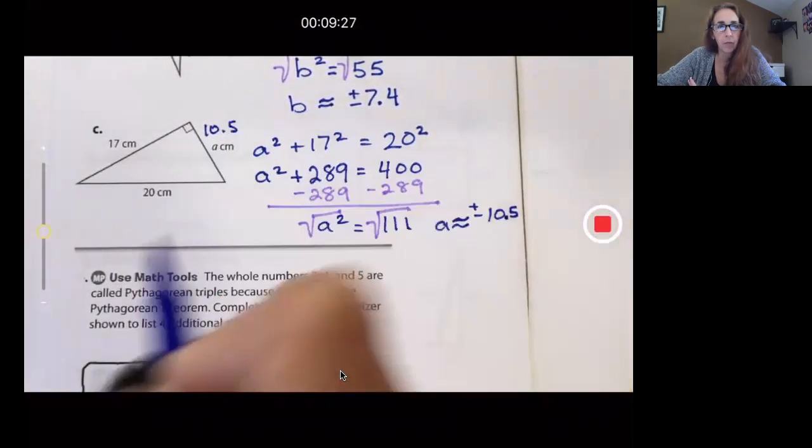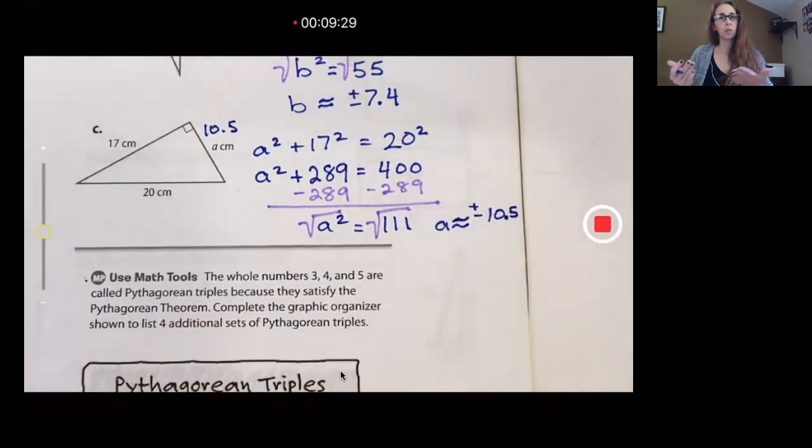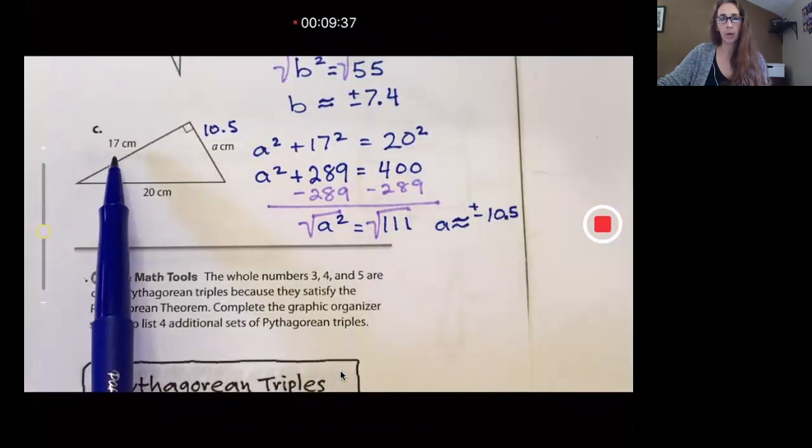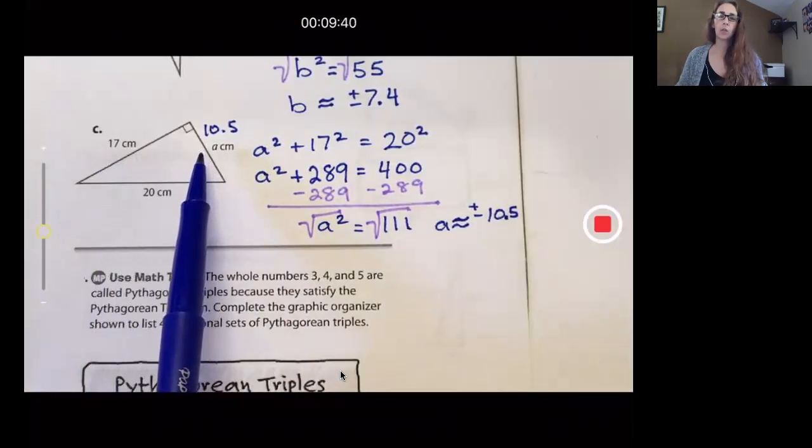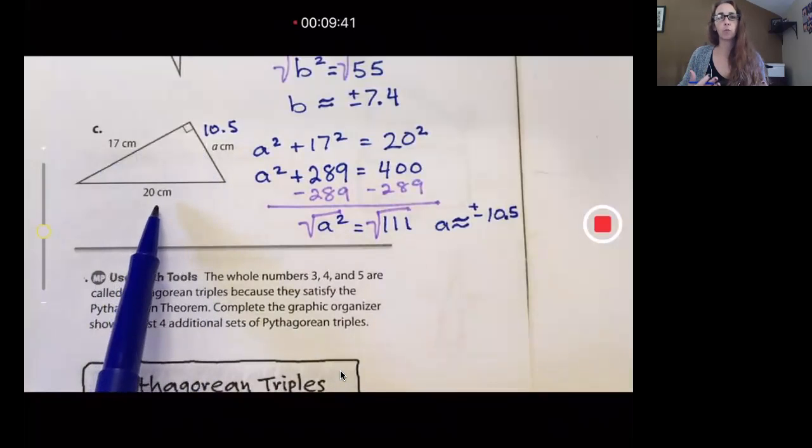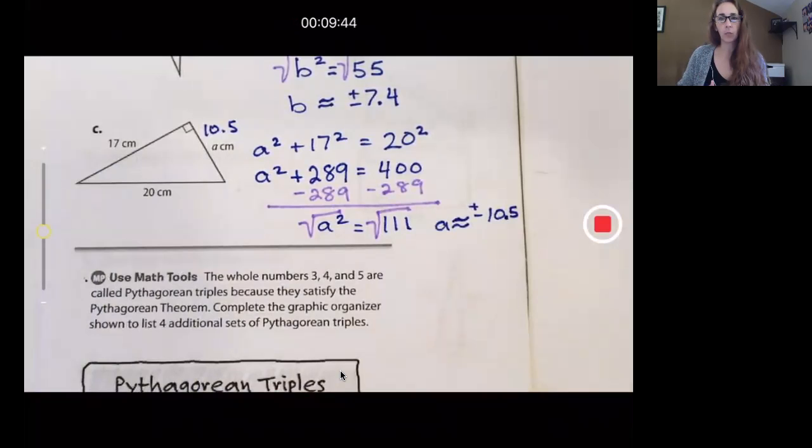And check yourself. Check your work. So 10.5, 17, and 20. The 2 legs should be shorter than the hypotenuse. You can always go back and resolve it. Square 10.5 plus 17 squared, and that should be really close to that 400.